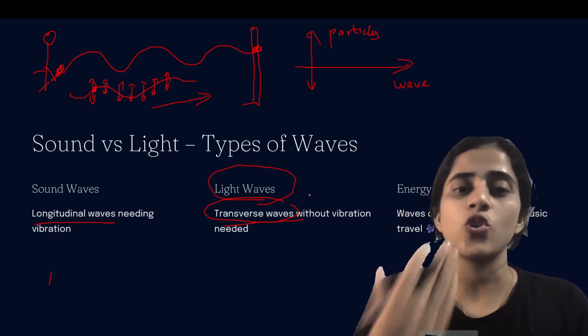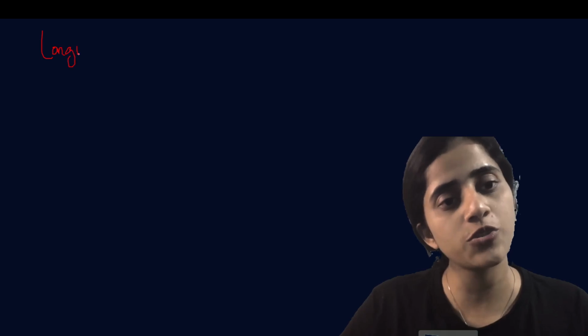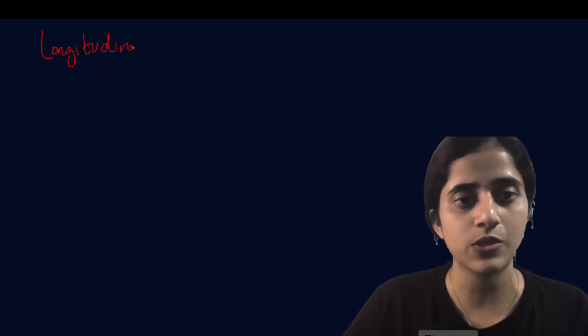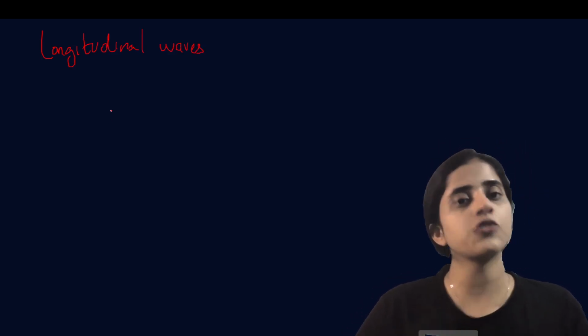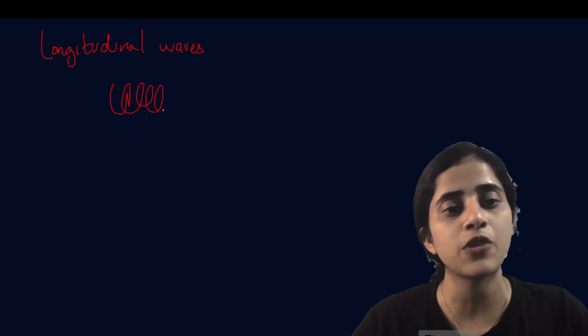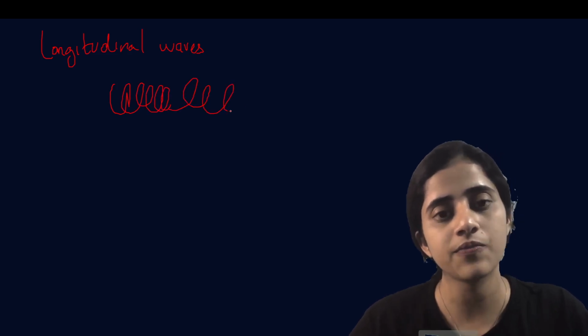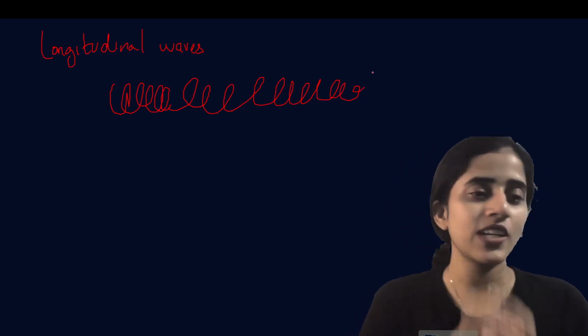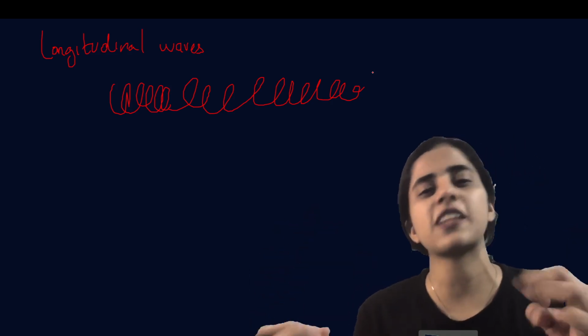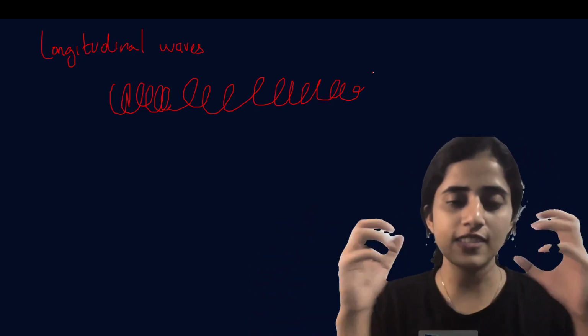Now, what are longitudinal waves? These are the two types of waves, transverse and longitudinal. For longitudinal waves, we'll take an example of a spring. I'm very bad at drawing. So let's think of a spring. I should have got a spring. I'm really sorry, students. So let's think of a spring.